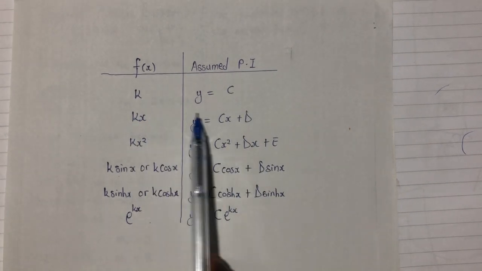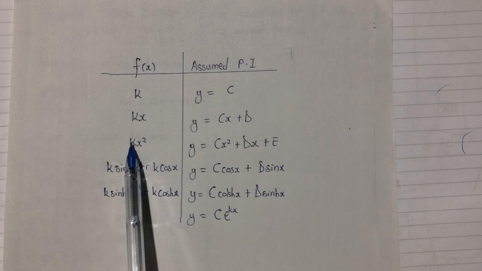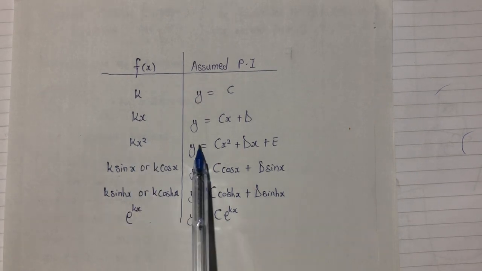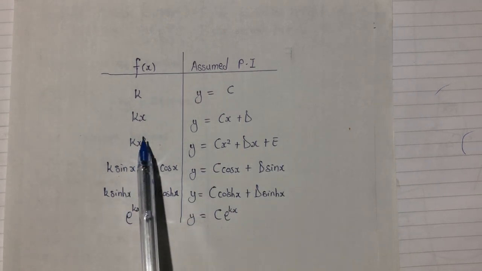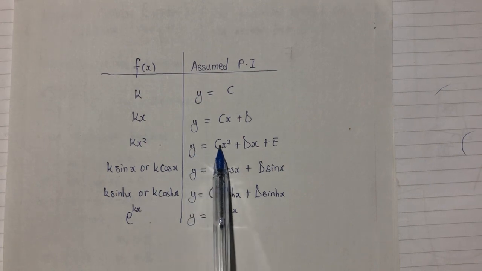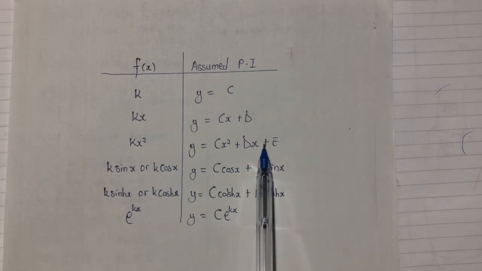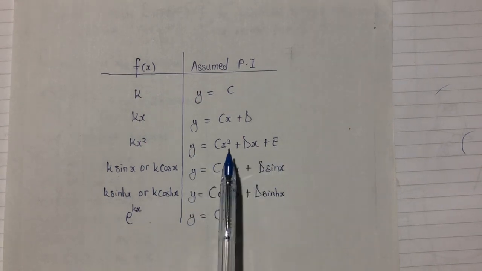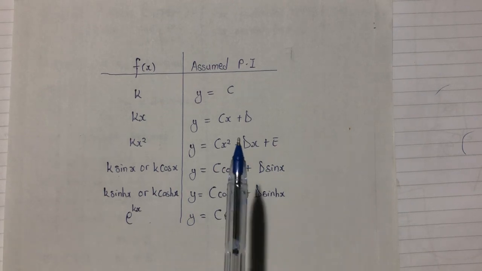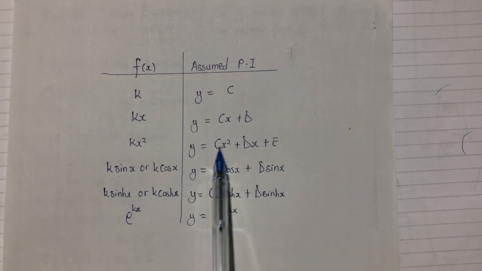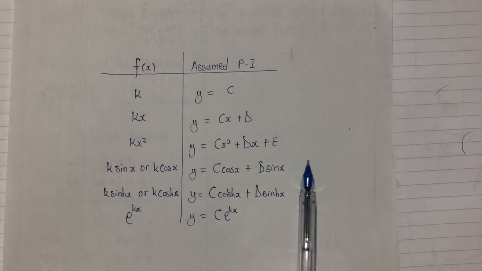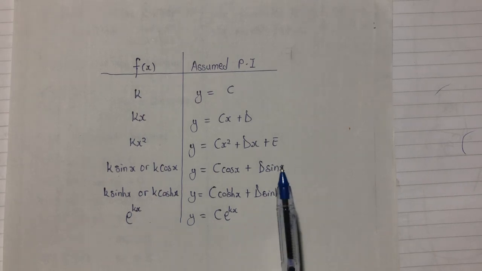If it is kx, this is what you get. If it is kx squared, this is what you get. So if it is kx squared, you write y equals cx squared plus dx plus e. You solve to look for the possible values of c, d, and e, which are 3 separate variables you must work for.